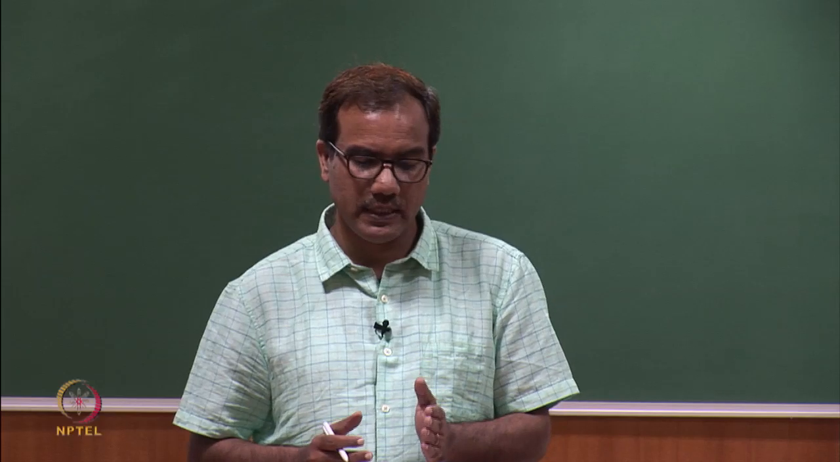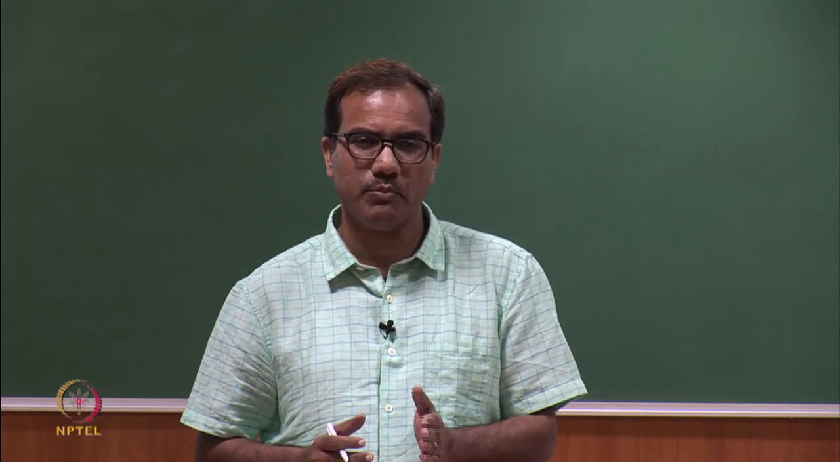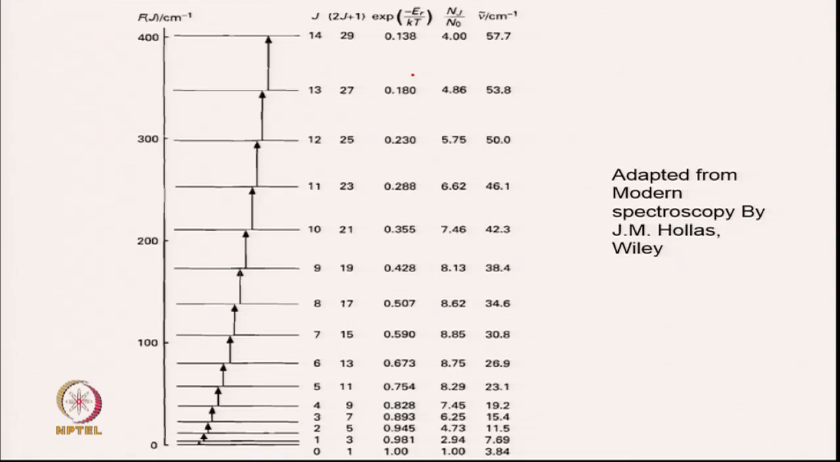What happens is that initially the 2J plus 1 factor is more predominant, and so the intensity is going to increase, but in the later part the exponential minus ER by kT becomes predominant, and then the intensity starts decreasing.